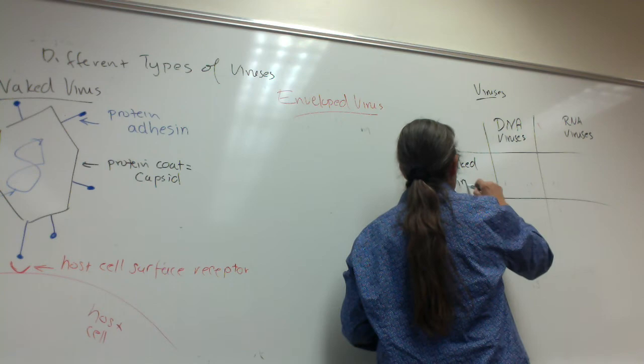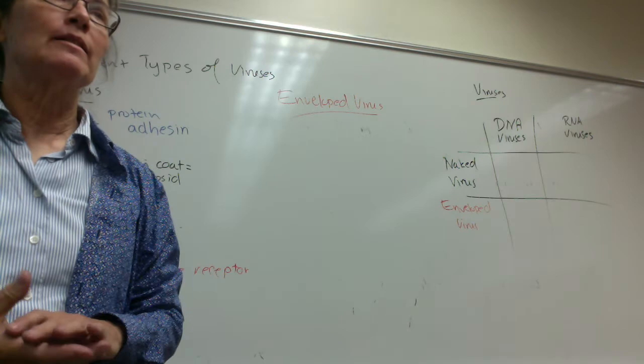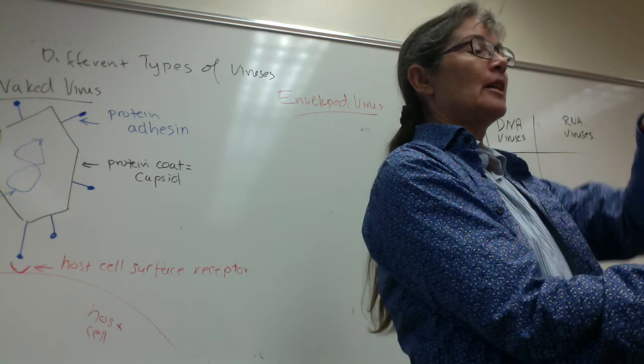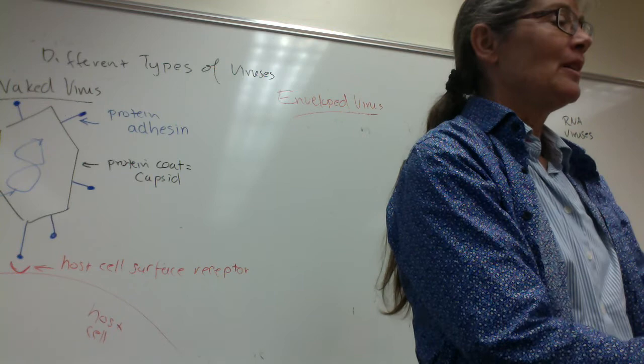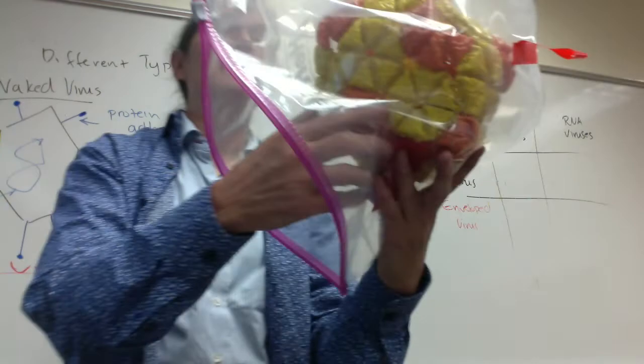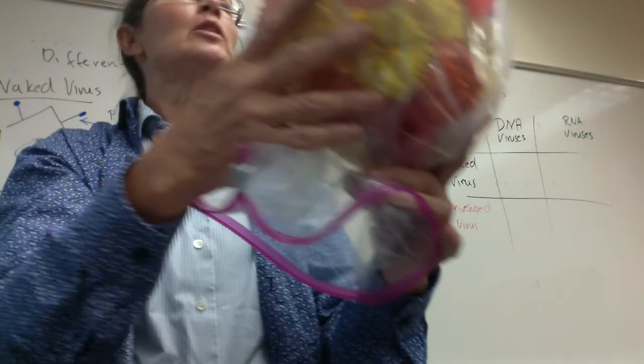The difference between naked and envelope viruses is how they escape from our cells. What some viruses will do is, when they're replicating inside our cells, they assemble inside our cell, and then they need to escape. Some viruses steal some of our cell membrane when they escape, and thus their outermost layer is stolen host cell membrane.